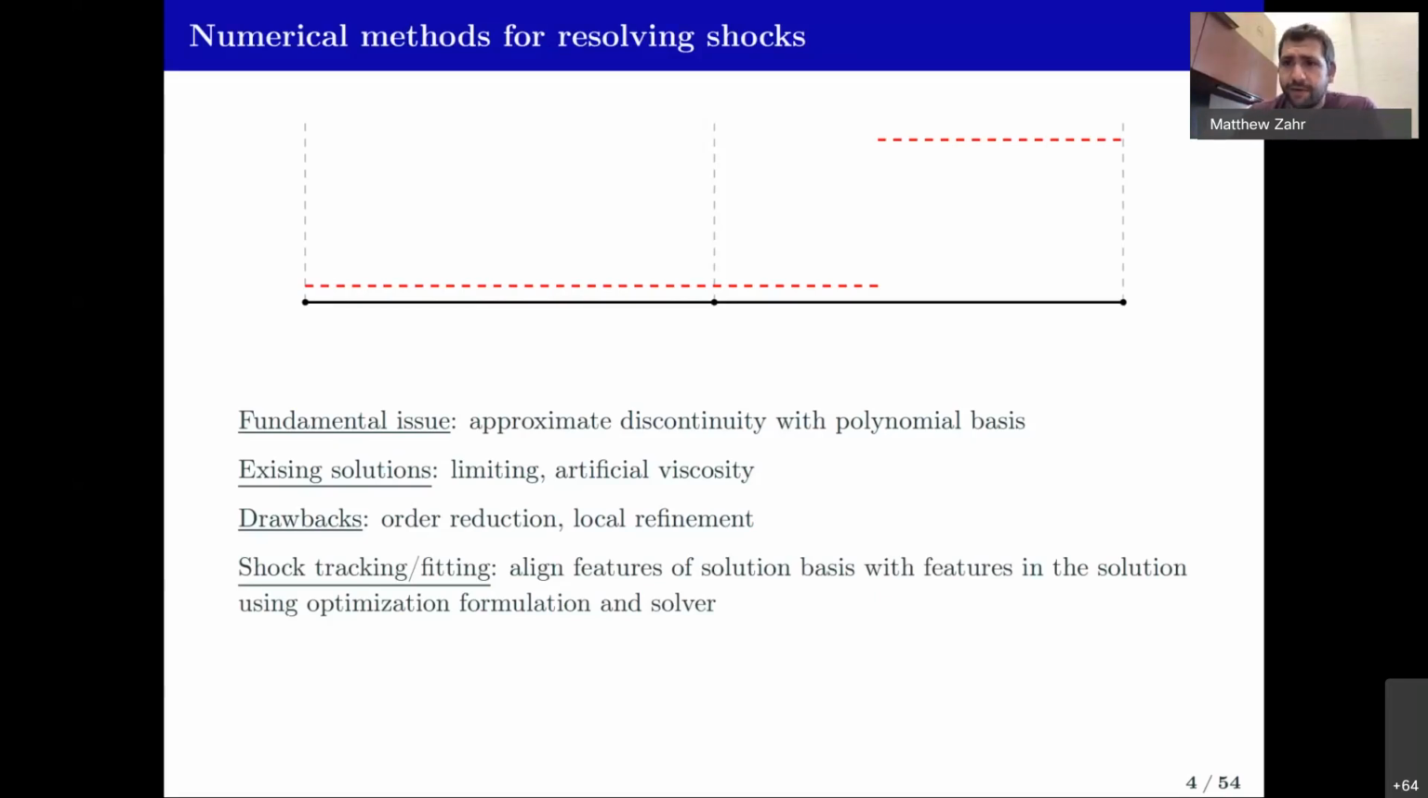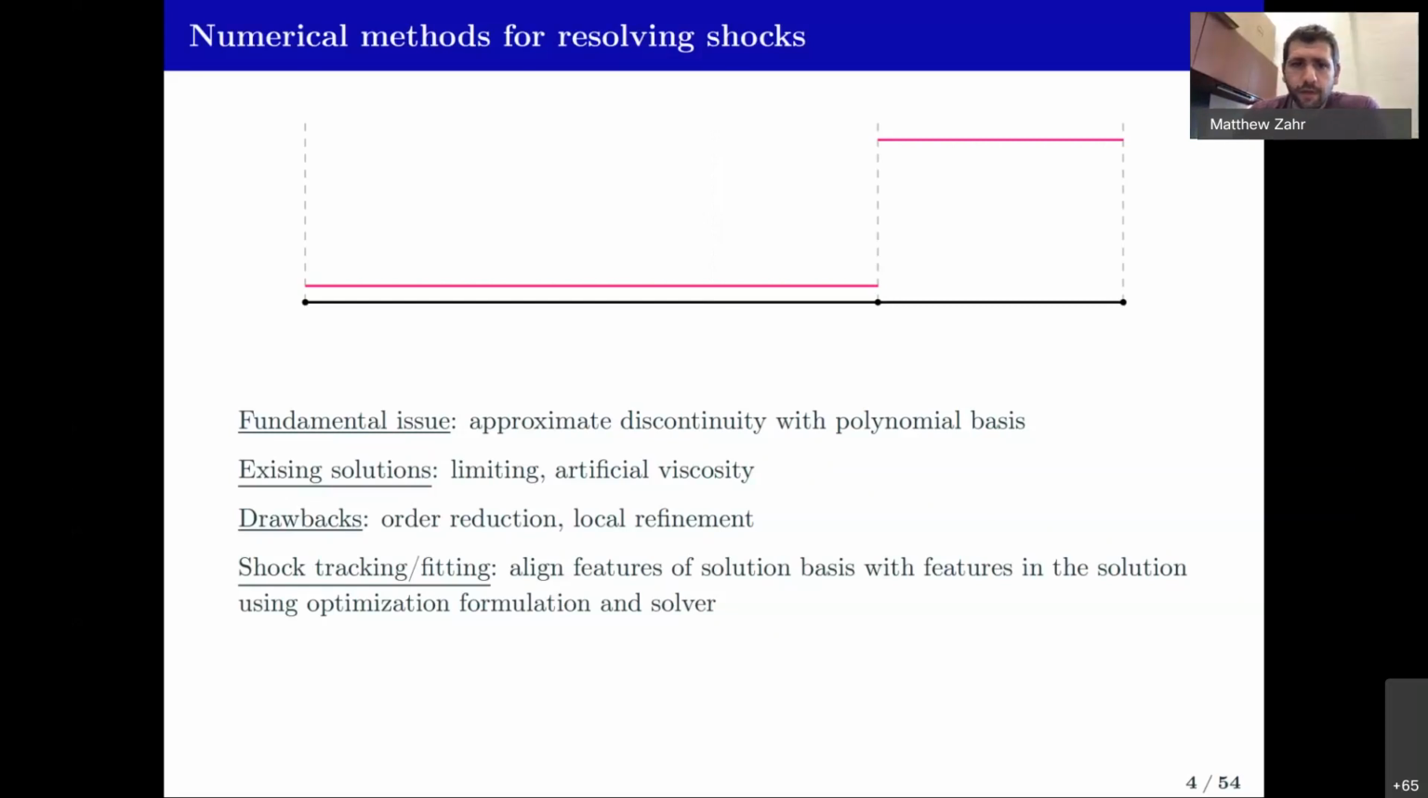Same issue happens here. So the idea behind shock tracking is that if I can deform my mesh such that the interface between the elements lies at that discontinuity, now the discontinuity in my basis is aligned with the discontinuity in my solution, and you can just nail pretty much the exact solution in this case. Now, if it's not piecewise constant, you won't necessarily get the exact solution, but you get good approximations on really coarse meshes.